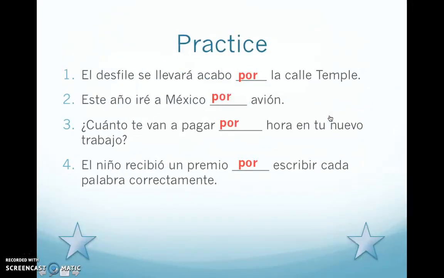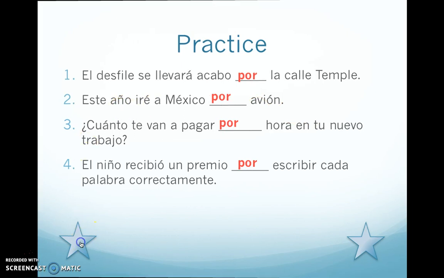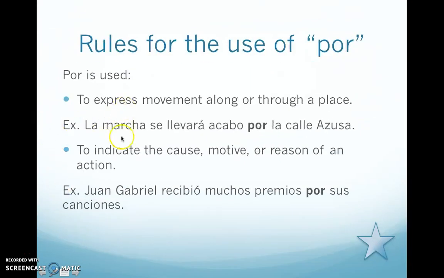Number 4. El niño recibió un premio por escribir cada palabra correctamente. Why is he receiving an award? Because he wrote every word correctly. This sentence provides a reason to why the boy received an award, which is our second rule. Por is used to indicate the cause, motive, or reason of an action.